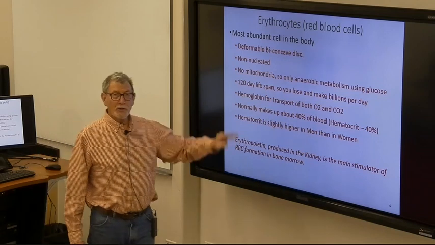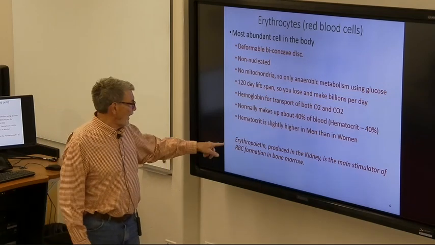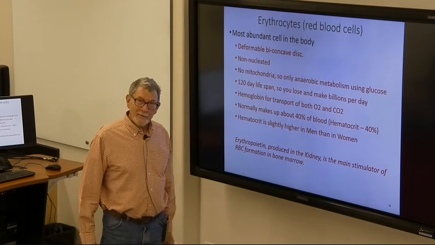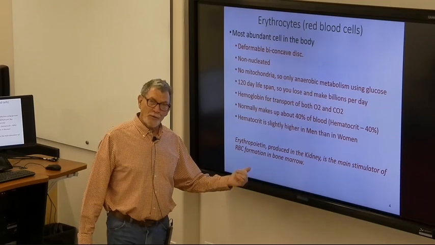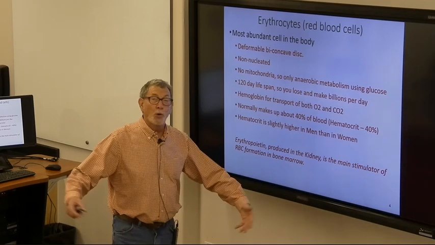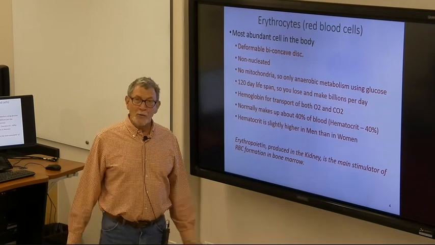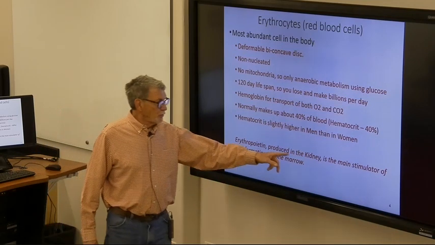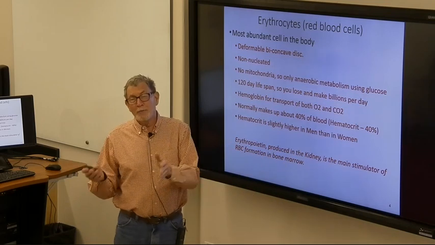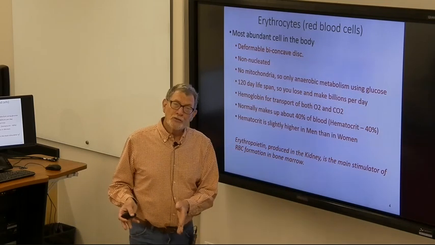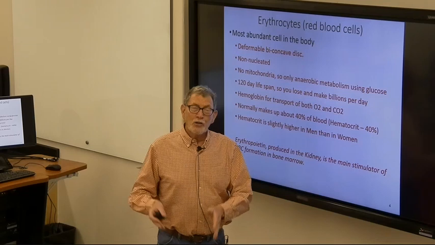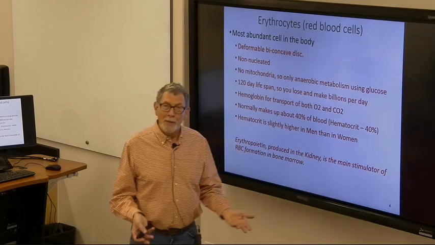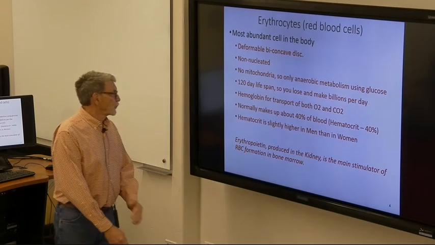And production of red blood cells is stimulated by erythropoietin. Now, this is something that athletes sometimes take when they want to cheat because it makes more red blood cells, so they can carry more oxygen. It's illegal. But erythropoietin is produced in the kidney when you have low oxygen content, and it causes your bone marrow to make more red blood cells.